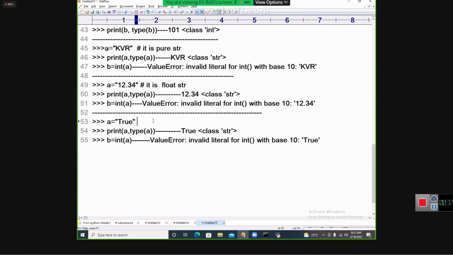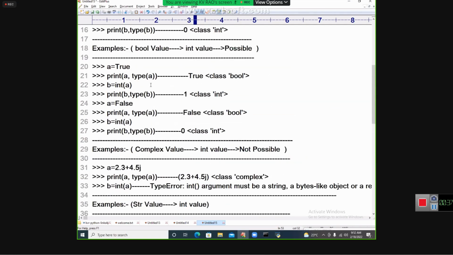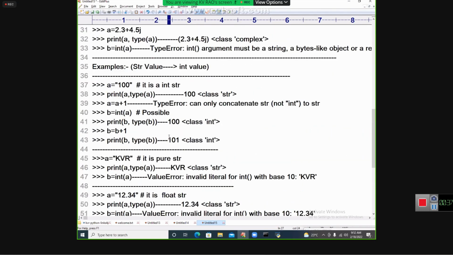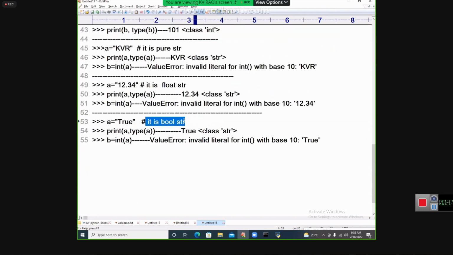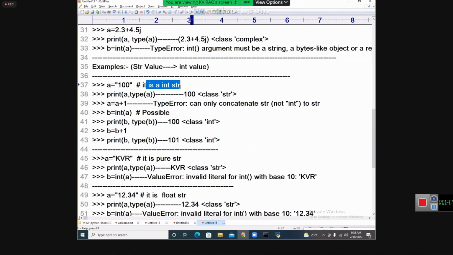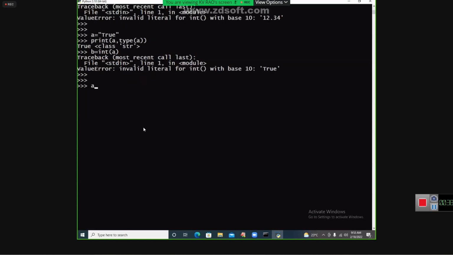That is nothing but bool str. A normal bool is converted, true and false are converted. But bool str is not possible. Bool str, float str, pure str, int str, see how many things. Last and final I will cover. Can anybody catch it?